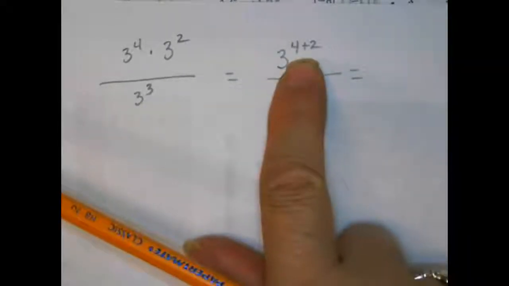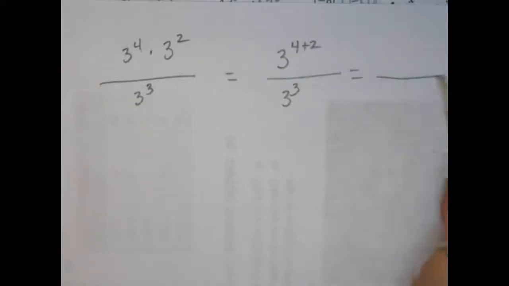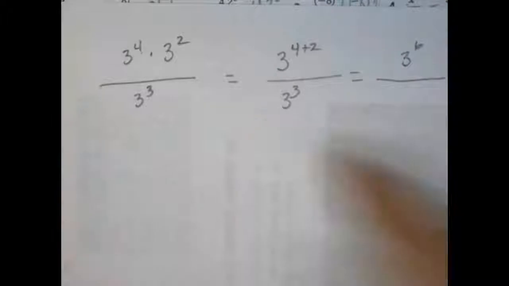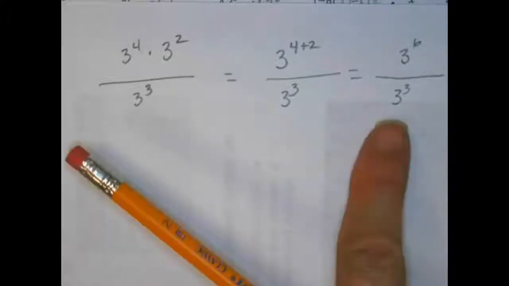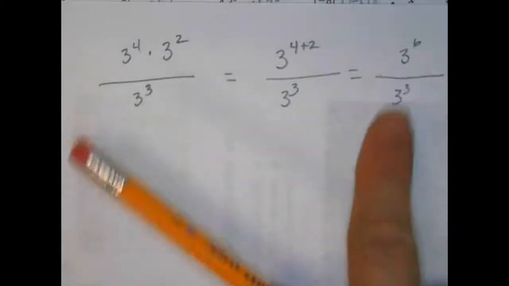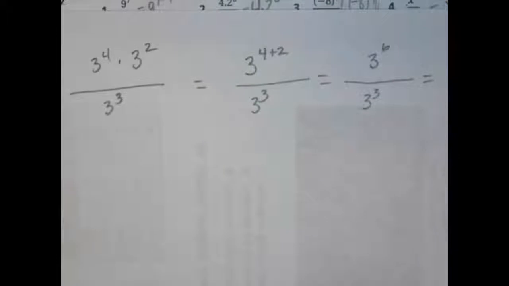Somebody's paying attention. So when I add 4 plus 2, what do I get? 6. So this becomes 3 to the 6. And I'm just going to bring over my 3 to the third, right? Now I can do something with my denominator, right? Do they have the same base? Yeah. What's my base going to be?